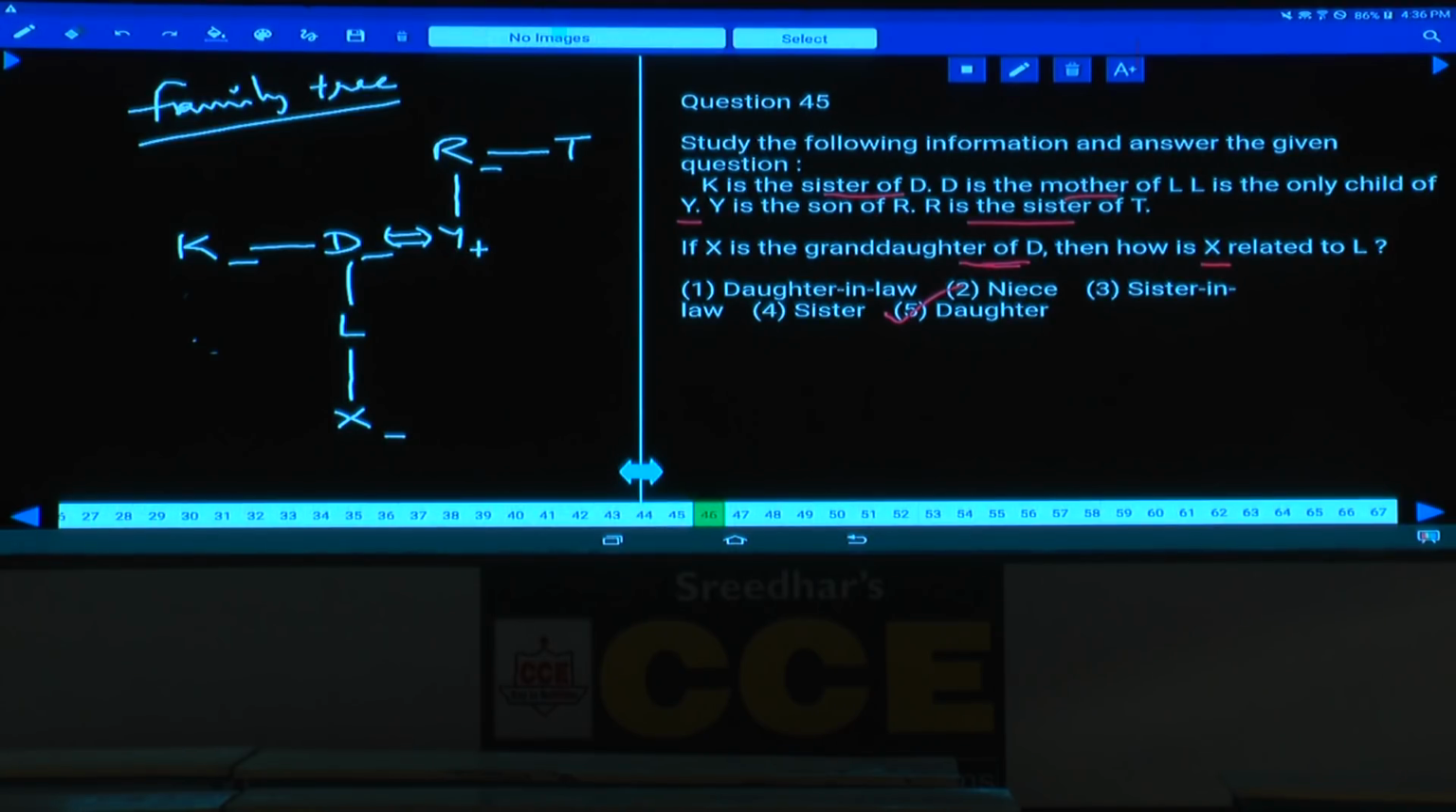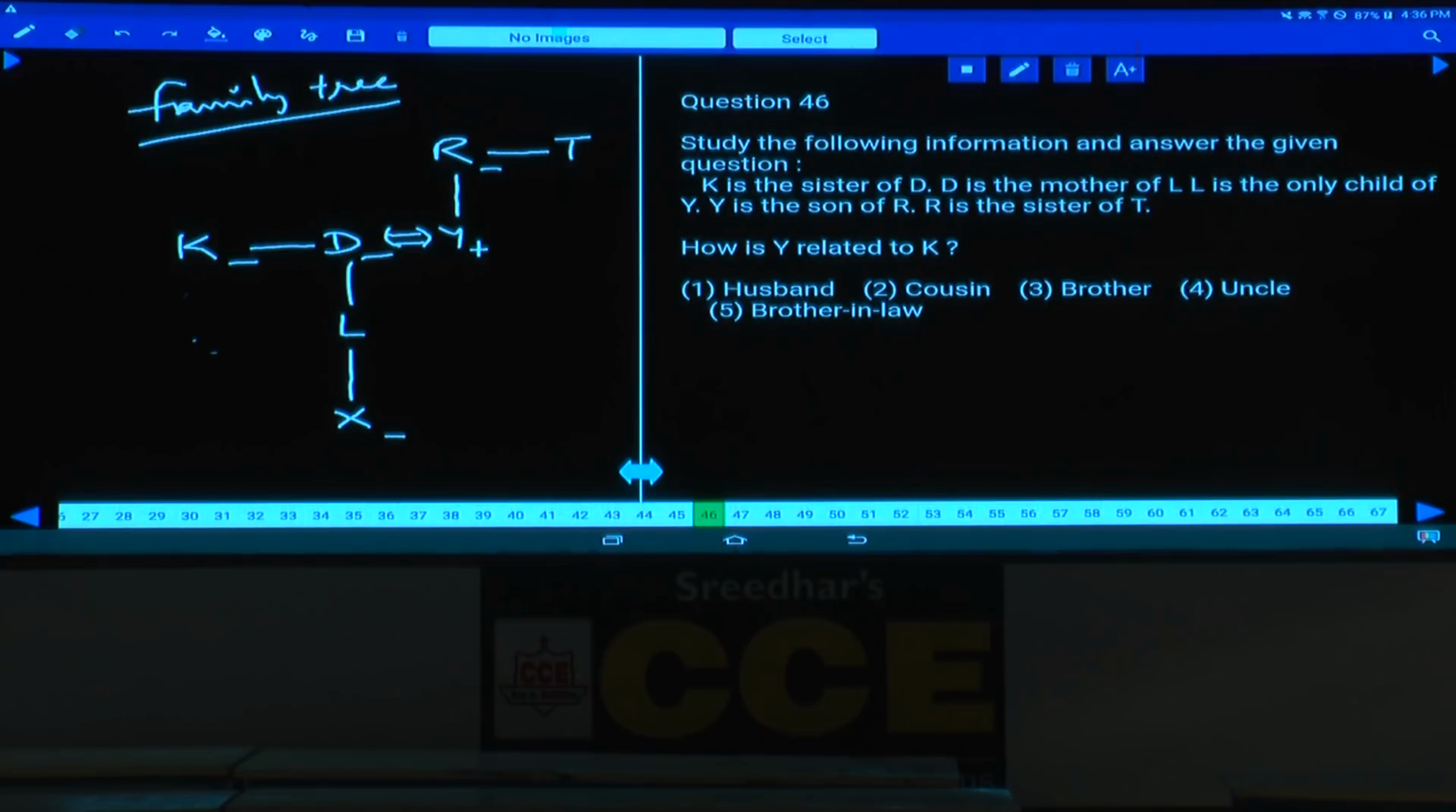Then question number 46. How is Y related to K? K is here and Y is here. Then K's sister is D, and the sister's husband is the brother-in-law. Choice 5. Question number 46, choice 5.